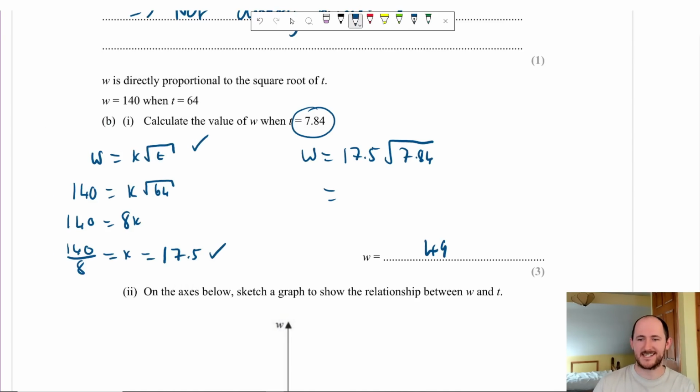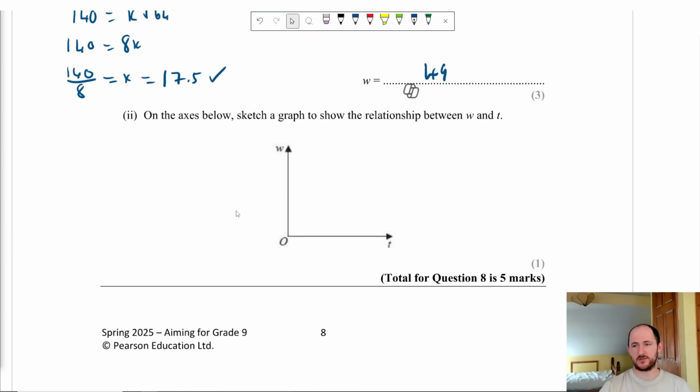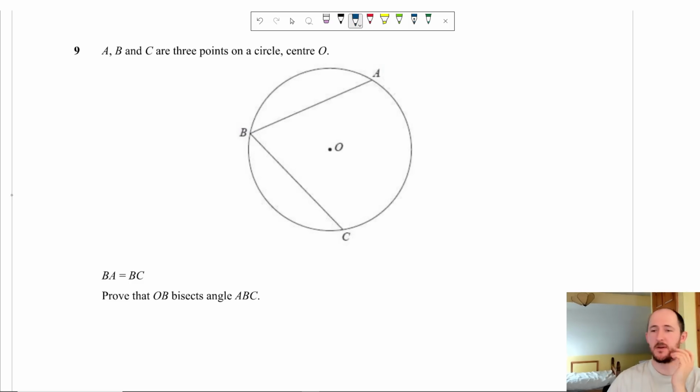And lastly, it says sketch the graph. Now, this is a bit tricky because you're actually drawing the graph of square root something. So it's going to be something that looks like this, and it not levels off completely, but it decreases quite quickly.